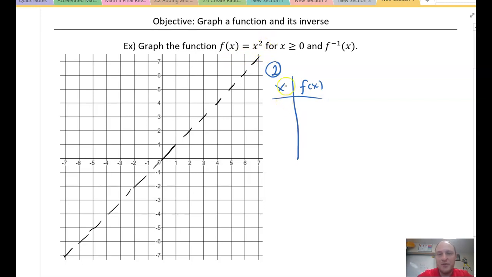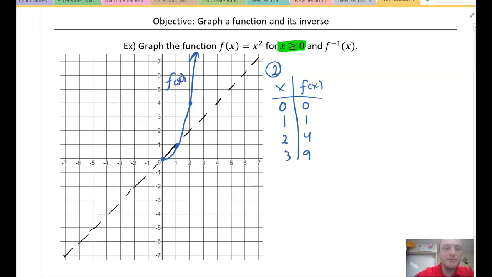The first x value that they give us, x must be greater than or equal to 0. That's your first value, so I plug in 0, and 0 squared is 0. Now the next x value, 1. What's 1 squared? 1. Next, I'm going to plug in 2. What's 2 squared? 4. Next, I'm going to plug in 3. What's 3 squared? 9. So now I have these points: (0, 0), (1, 1), (2, 4), and (3, 9) is off the graph. So my function looks like this.